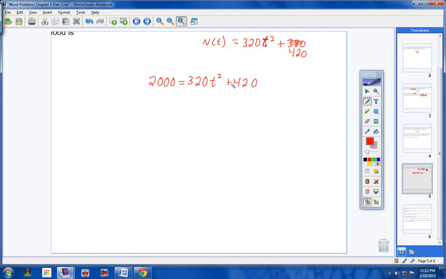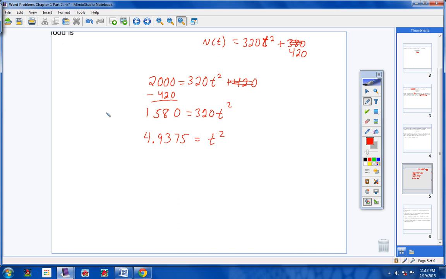Well, we know what to do. Bring the 420 over and make it negative. And we're going to get 1,580. Okay? So 1,580 equals 320 t squared. Now, let's divide both sides by 320. So 1580 divided by 320 would be 4.9375.